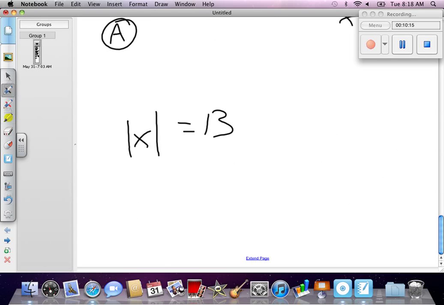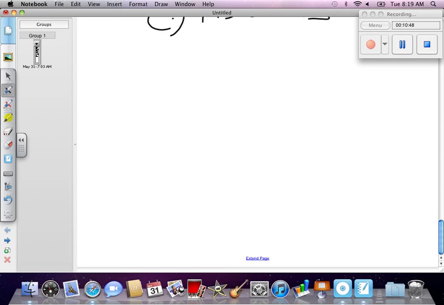Harley, which one did you choose for number 8? A, B, C, or D? C, because it could be positive 13 or negative 13. Plug either one of those in there and get out 13. Remember, because anything you put in the absolute value sign has to come out positive. All right.